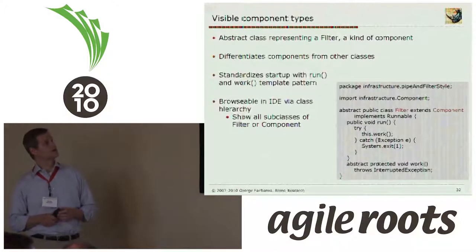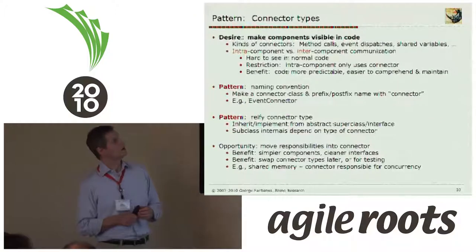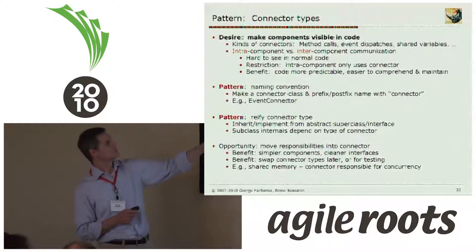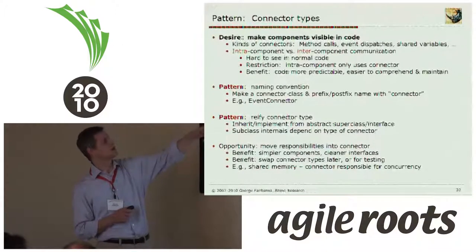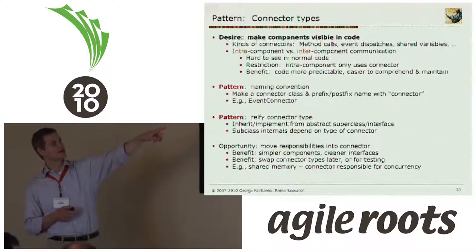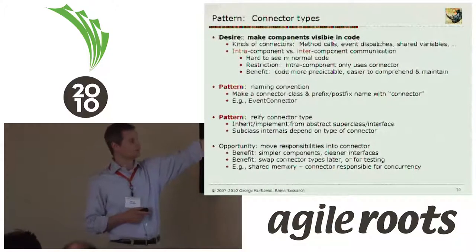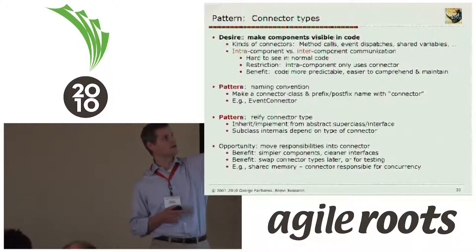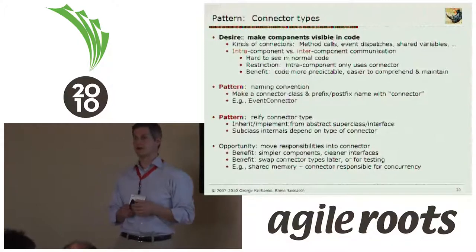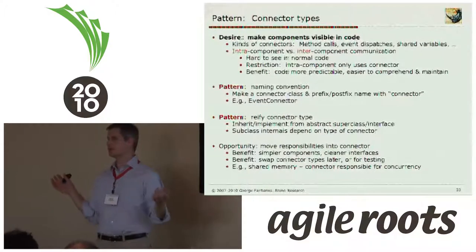Okay, next pattern here is we want to make the components visible in the code. That should say connectors, not components. Sorry about that. So we've got all different kinds of connectors: method calls, event dispatches, shared variables, whatever. But what we want to be able to differentiate is the intra-component versus inter-component communication. Right now, when you call a method, it just looks like every other method, right?